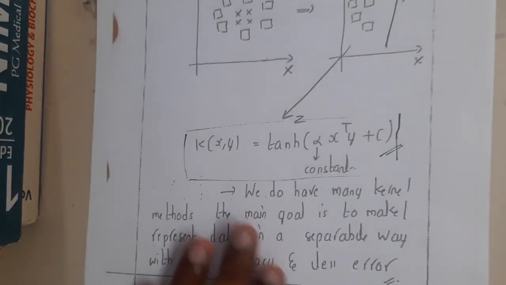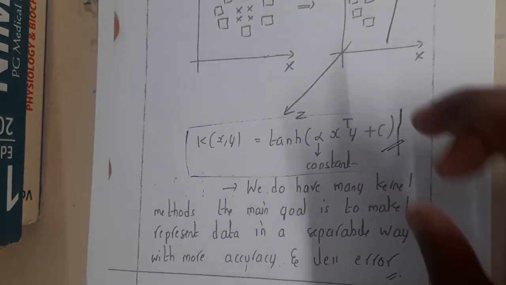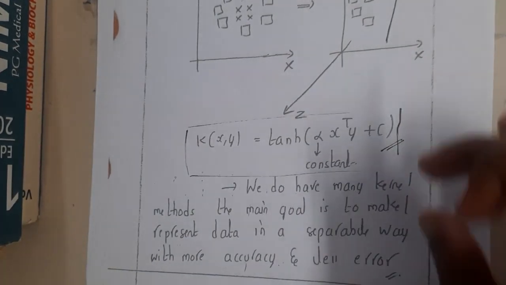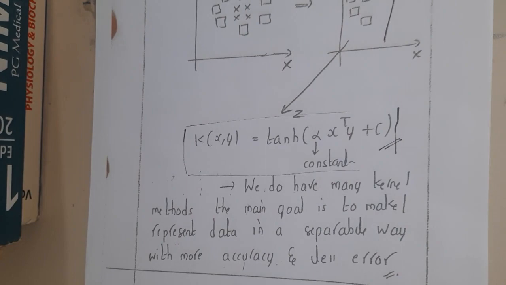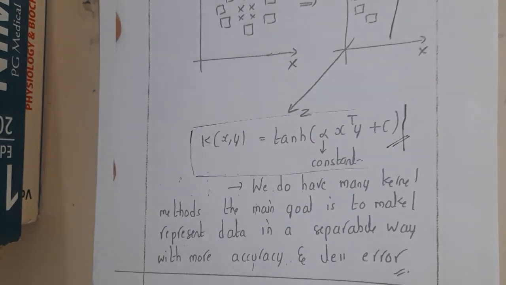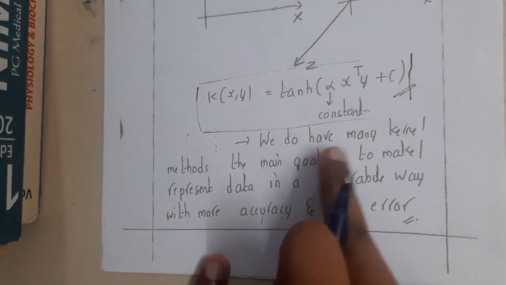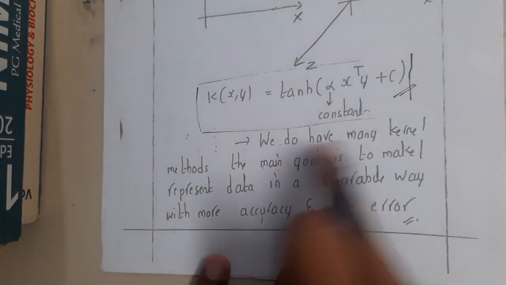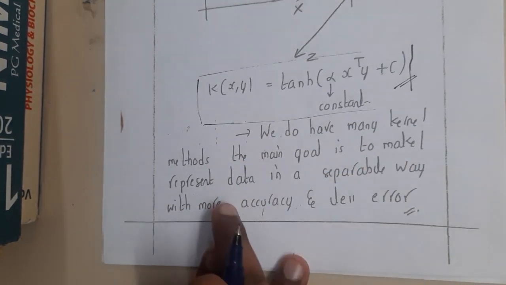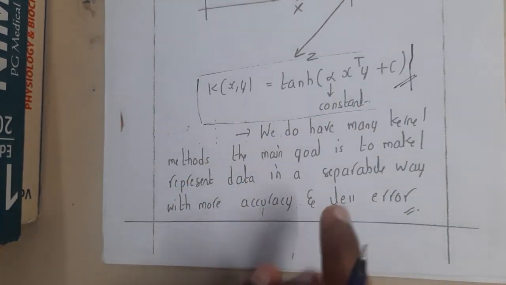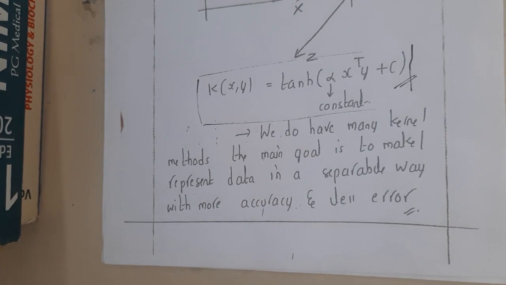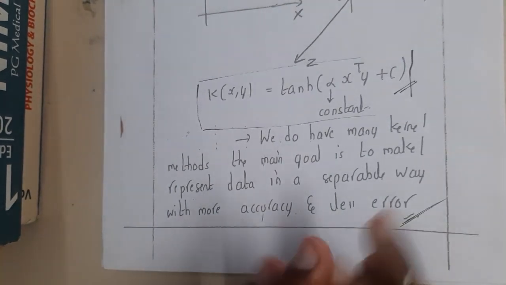Got it? I am not interested in exactly how these calculations are done, guys, so that's the reason why I have skipped them. If you want, you can search on YouTube. Mostly you can find another video which explains in depth exactly how they work. We do have many other kernel methods. The main goal is to separate the data in a separable way with more accuracy and less error. This is the final goal of any kernel, guys.